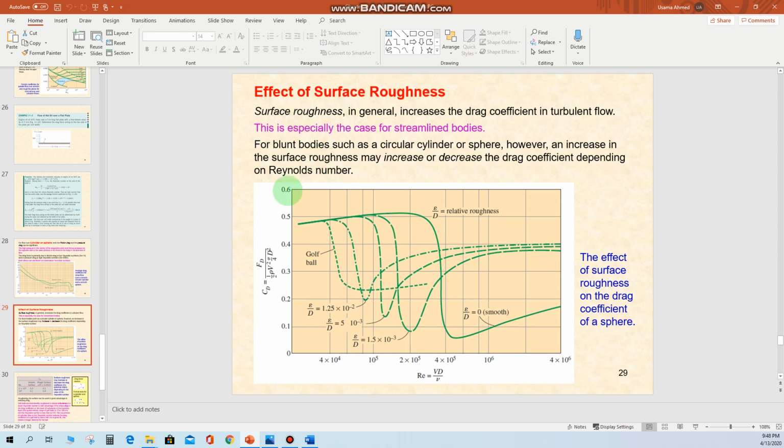Now here we have to consider the example for the golf ball. This green line represents the smooth ball, so the relative roughness is 0 here.